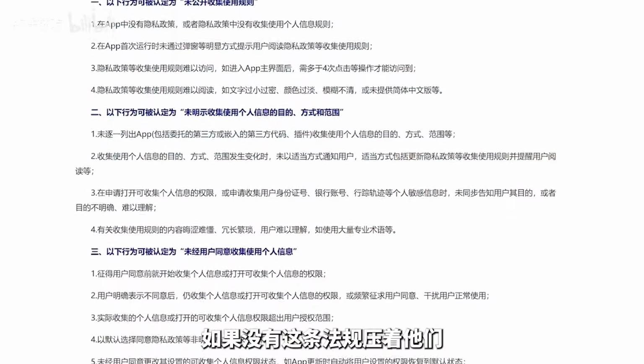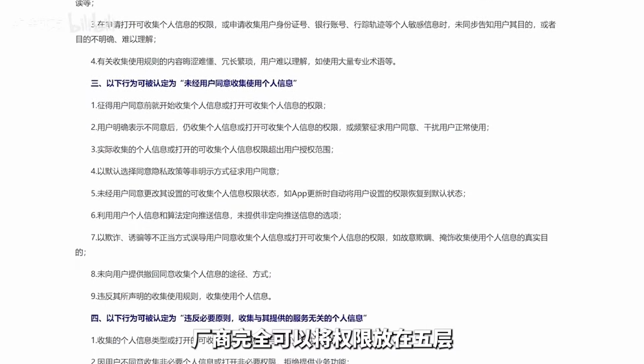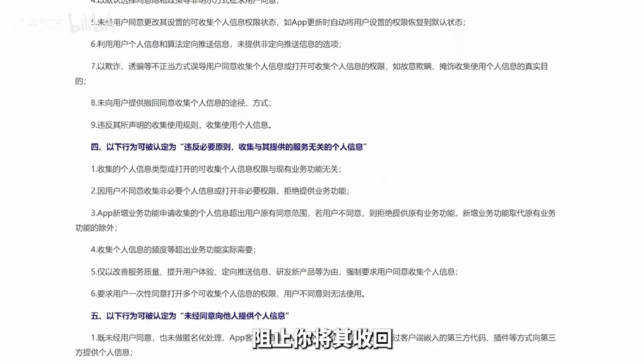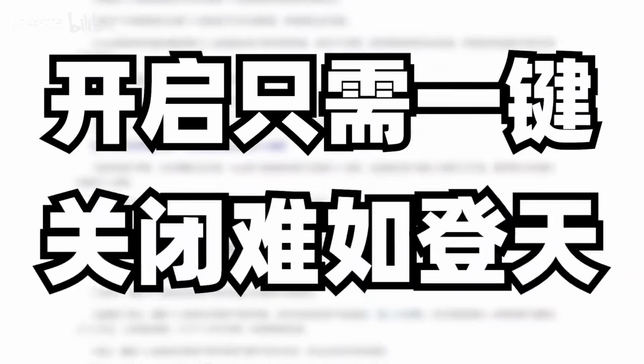In other words, without this regulation holding them back, developers could bury permissions 5, 6, or even countless layers deep to stop you from revoking them. Easy to turn on with one tap, hard as hell to turn off.